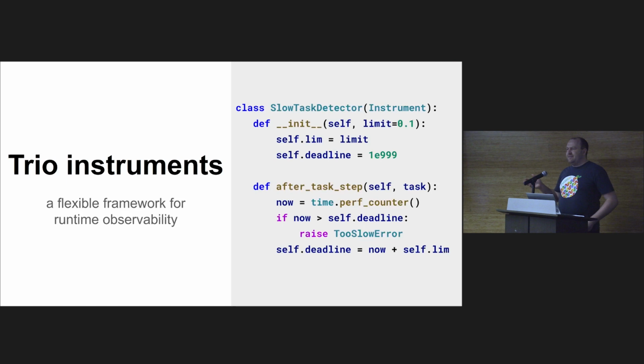And from that, we calculate the deadline. That is the timestamp at which we should raise an error if a task finished after this point. And we just start that at some ludicrously large number. And then after each task step, we get the current time. If it's after the deadline, we complain that it was too slow, make your test fail by raising a TooSlow error. And then we reset the deadline to limit past the current time. Make sense to everyone?